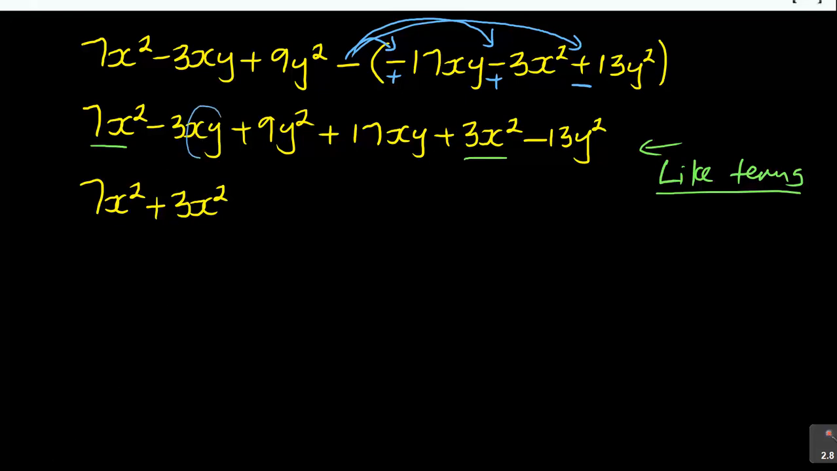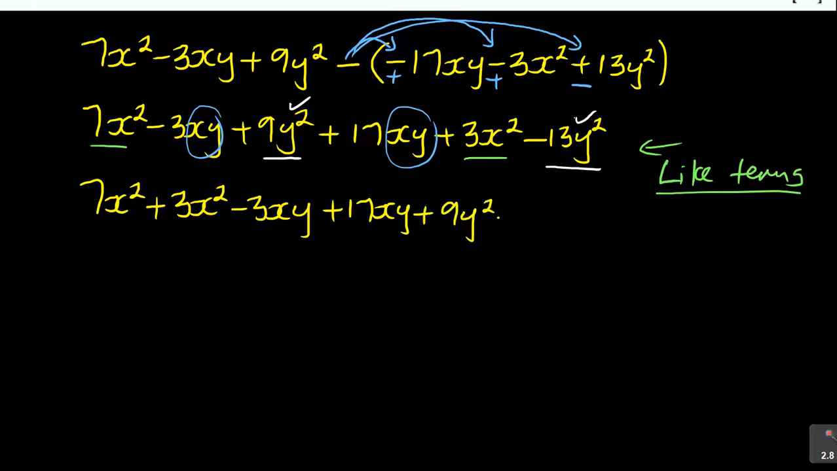Then after that one, let me look for xy. I've got xy there and I've got xy there. But I must take them with the signs. So it's minus 3xy and then it's plus 17xy. Then the last one is the 9y squared and the 13y squared. The key there is the y squared and the y squared. But the numbers, obviously, they move with the variables or the letters. So it's plus 9y squared and minus 13y squared.